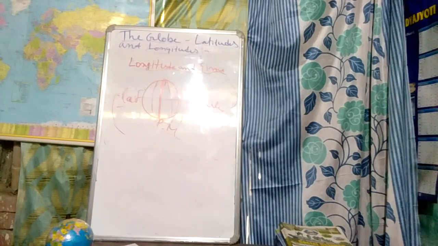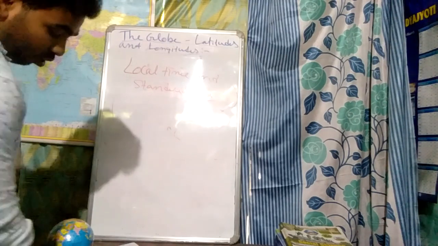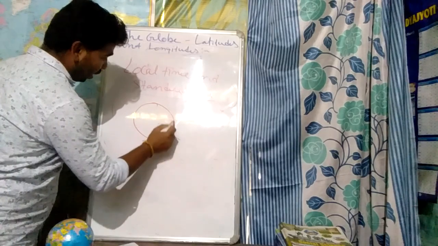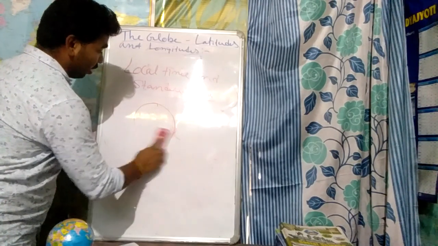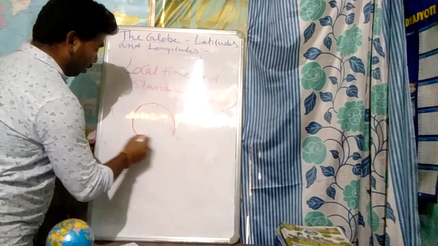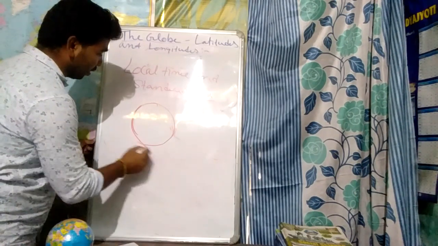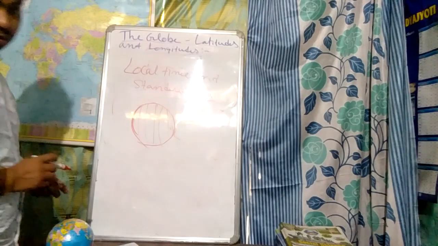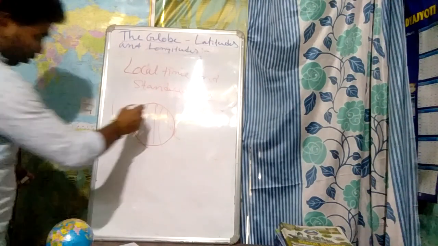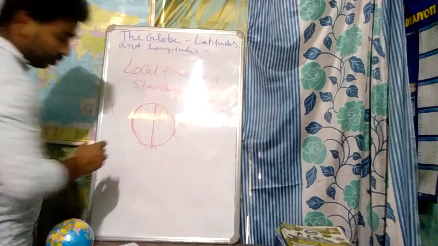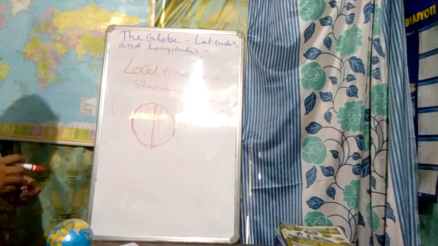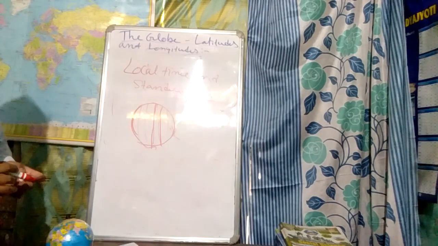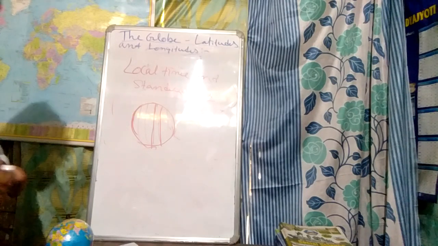Next, local time or standard time. Every country in the world has its own local time. Every country passes through some meridians. We know that the prime meridian is the Greenwich meridian, and in our India, the meridian passes through Uttar Pradesh, Allahabad. Allahabad is known as the Indian meridian.